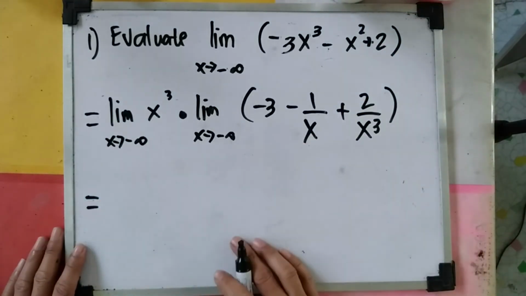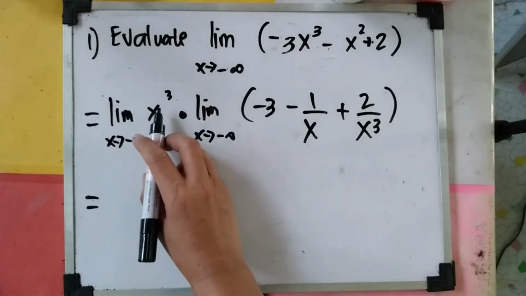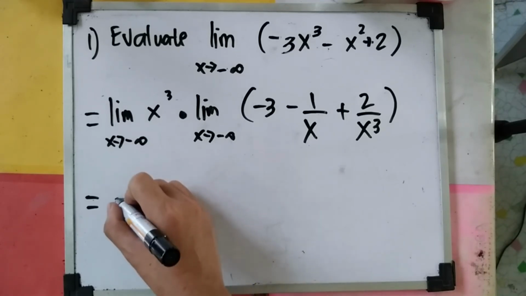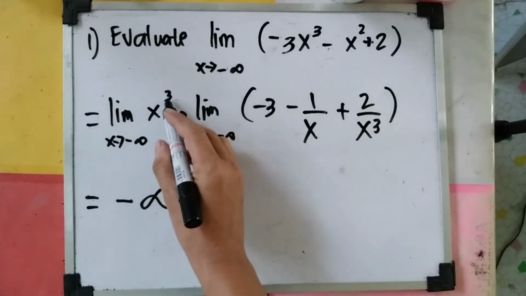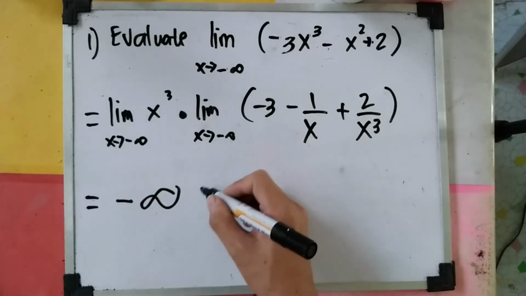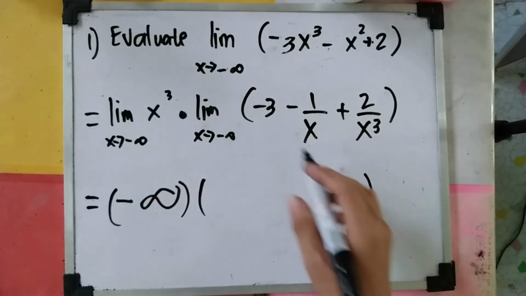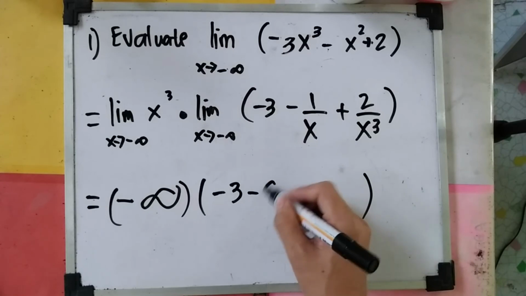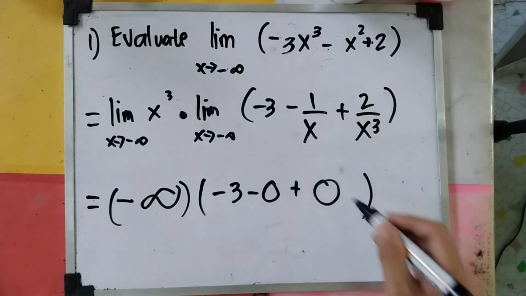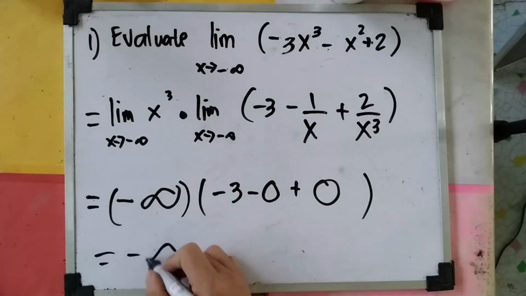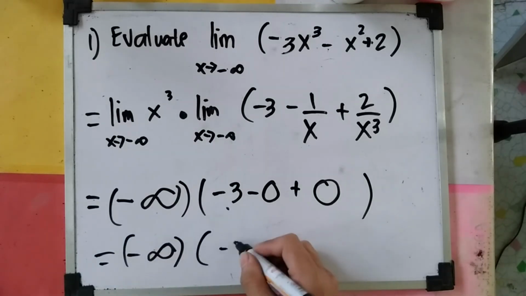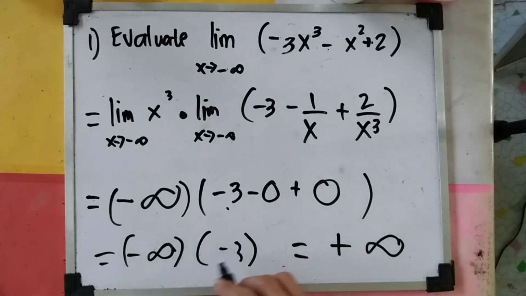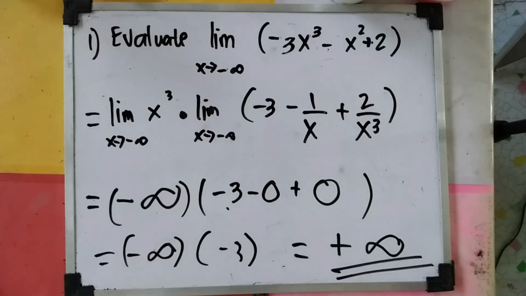Tapos, what is the limit of x cubed as x approaches negative infinity? The answer is negative infinity because the exponent is odd. Basta negative. Times the limit of constant, 1 over x, 0. 2 over x cubed, 0. Remember yung theorem kanina? So, negative infinity times negative 3 minus 0. That's the answer. That's positive infinity. Bakit, negative times negative is positive? Remember yung rules of infinite limits.